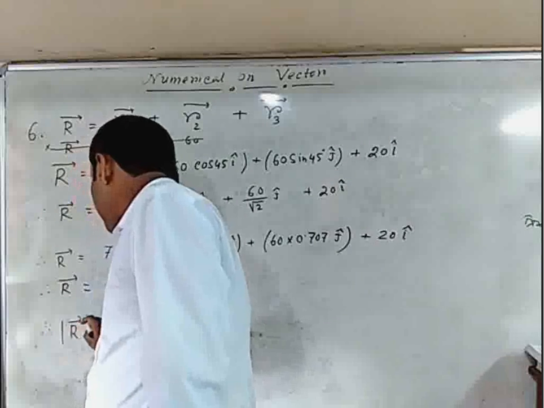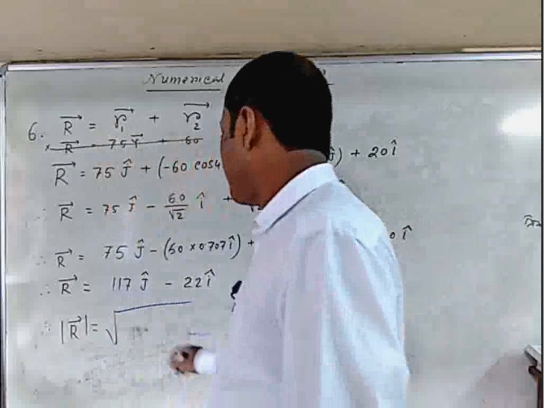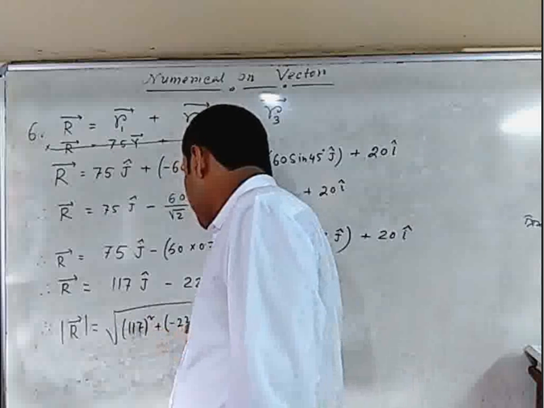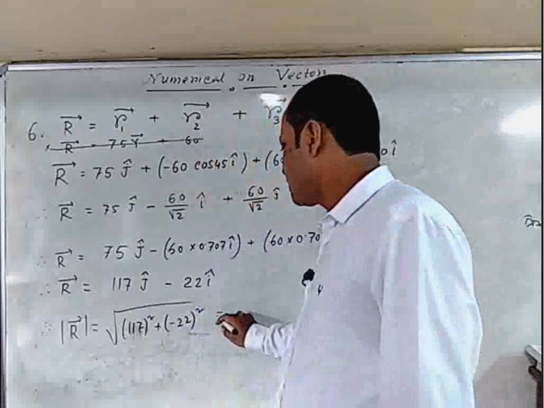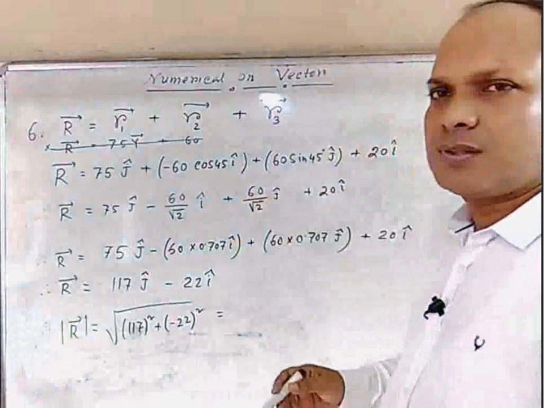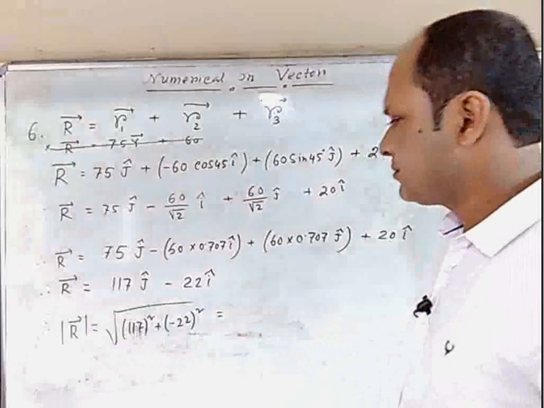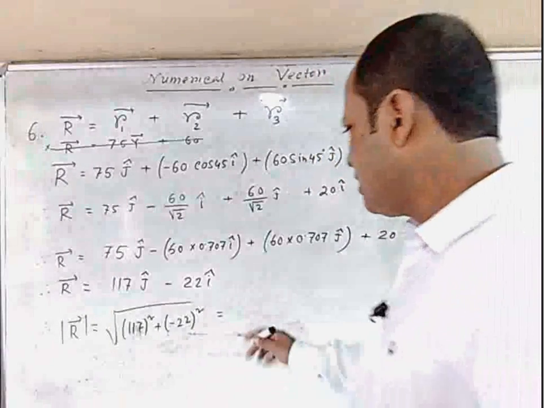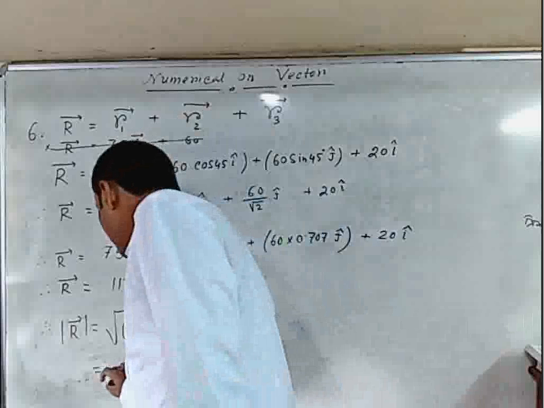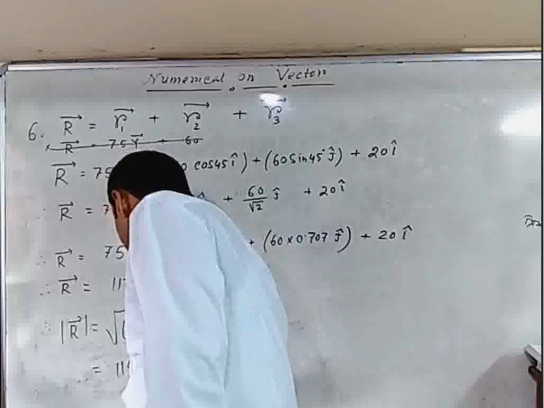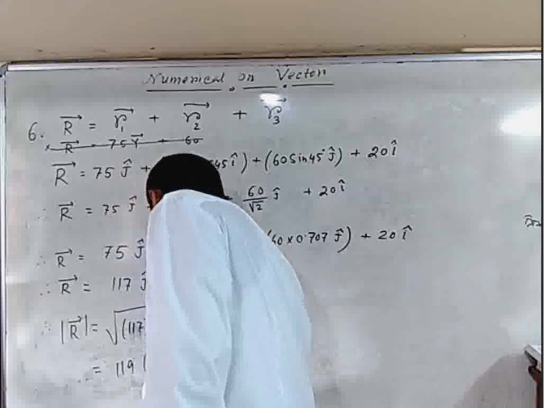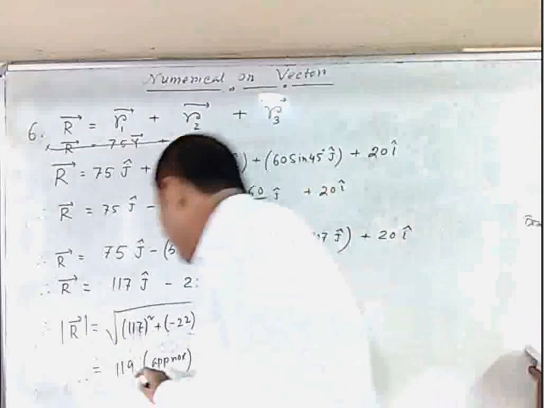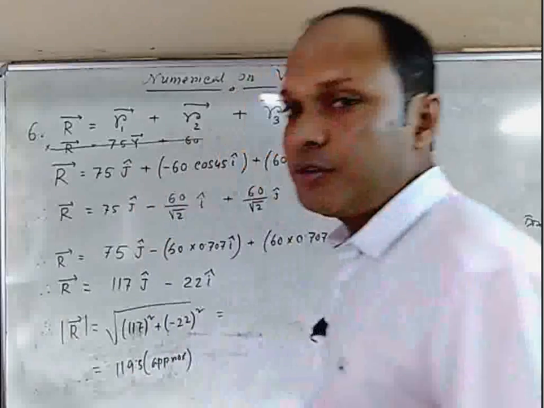Therefore, mod vector r equal 117 j cap minus, where is Josh? Okay, after that what the result comes, no problem. Is it clear? Approximately? Very good. Approximately it is 119.5. Yashraj is telling it is 119.5.